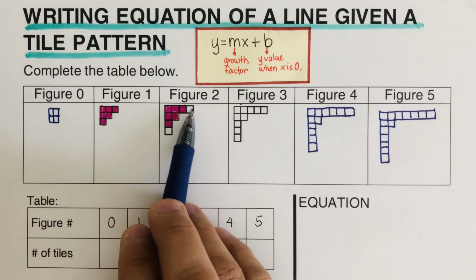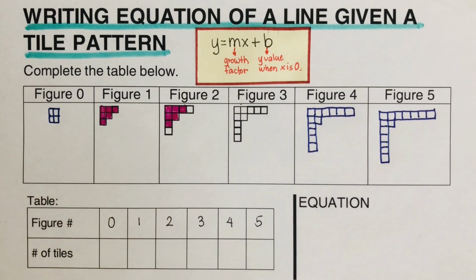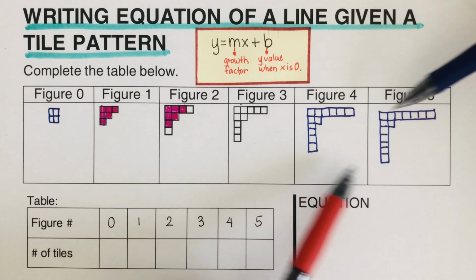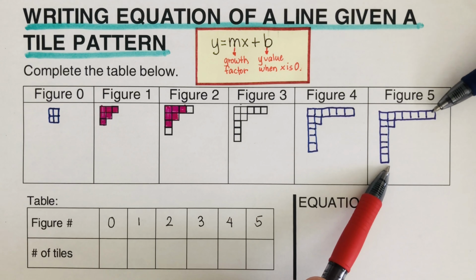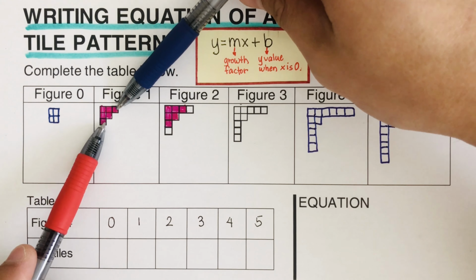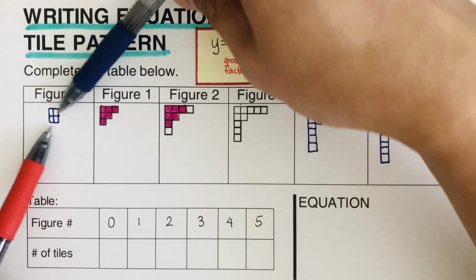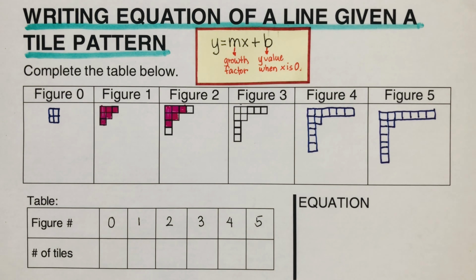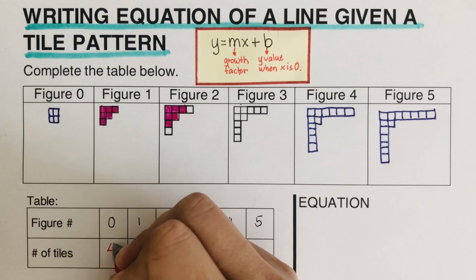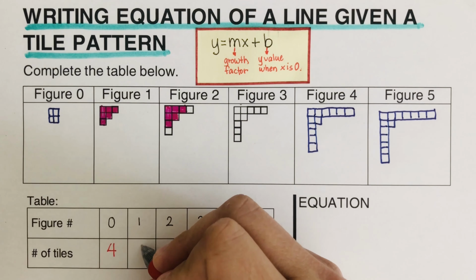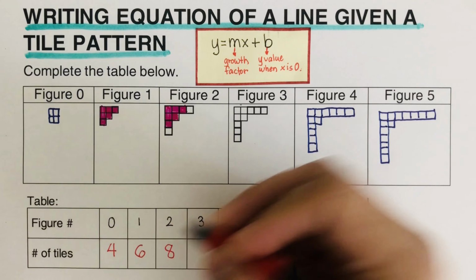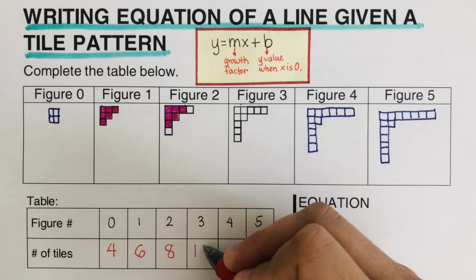We're going to take 1, since it's growing by 1 on each side. That means if we go backwards, it's being reduced by 1 on each of the sides. So we're going to take these 2 away, and that's figure 0 right there. If we count the number of tiles, there are 4 on figure 0, 6 on figure 1, 8 on figure 2, and 10 on figure 3.